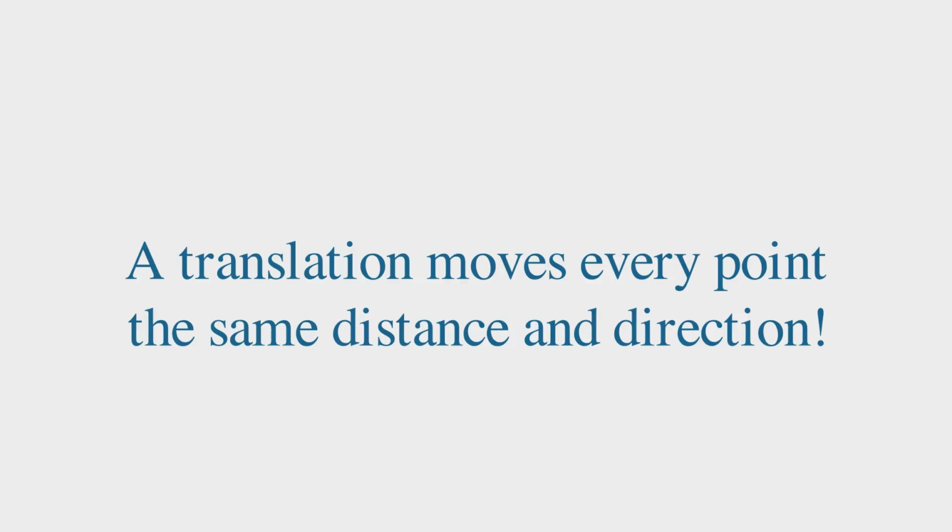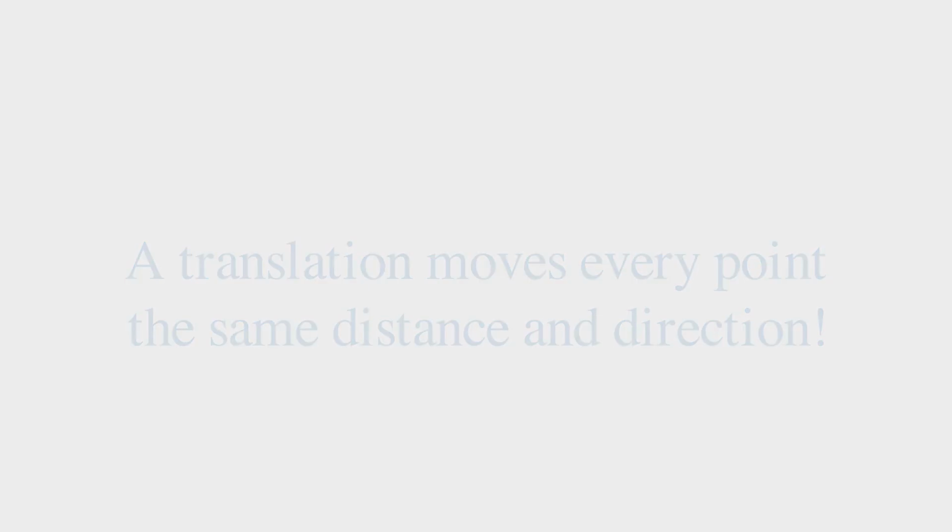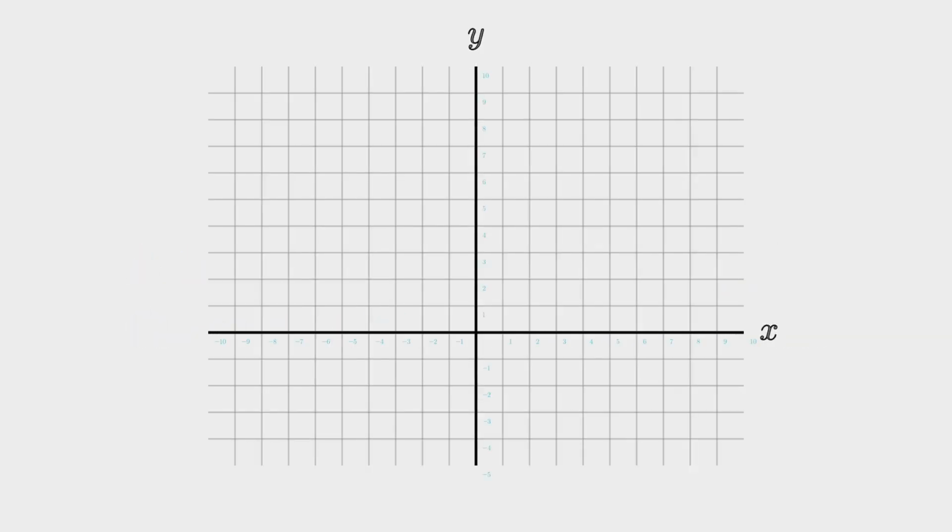A translation moves every point of a shape the same distance in the same direction. But how do we figure out how much it moved? Simple. We compare the original shape with the translated one by tracking the movement of each point. Let's take a triangle with one point at (2, 3). Now, look at where that same point is in the translated triangle. Let's say it moved to (-3, 6).